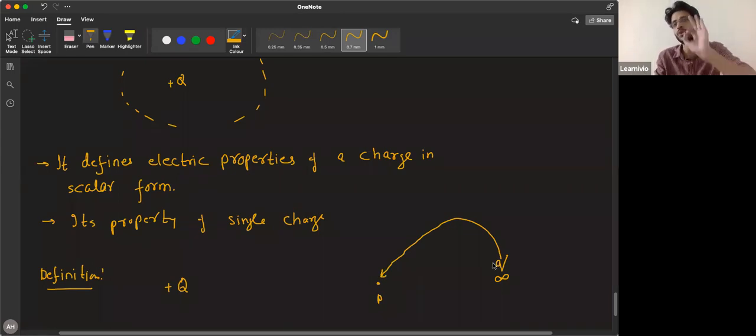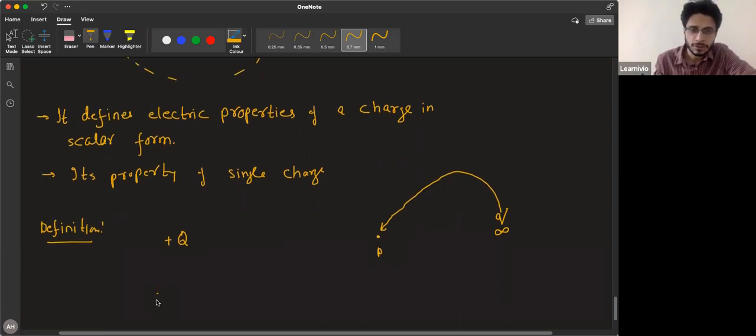So what we do is we choose infinity. We take a test charge q at infinity. Then we calculate the work done in carrying this test charge from infinity to P. So this is the work done by external force in carrying the test charge from infinity to P. If I divide this work done by q, then what I get is the potential at P minus the potential at infinity. So infinity means a point where electrical properties of charge do not exist.